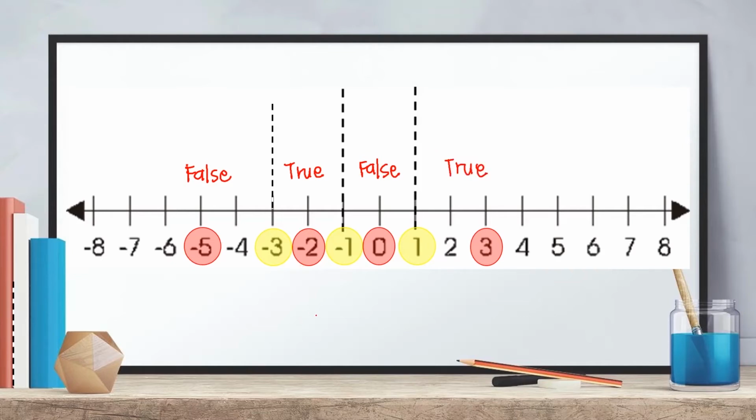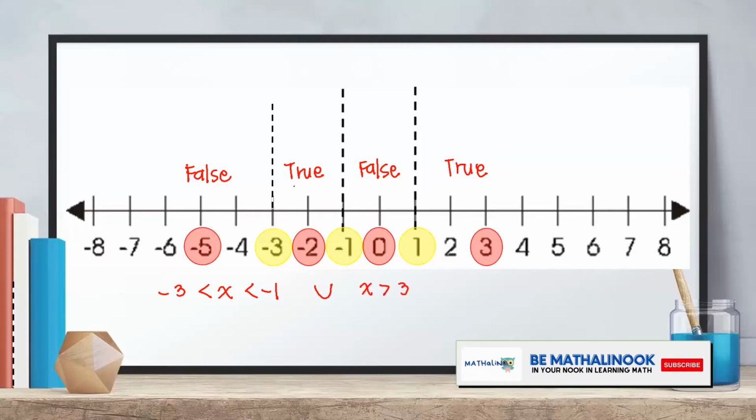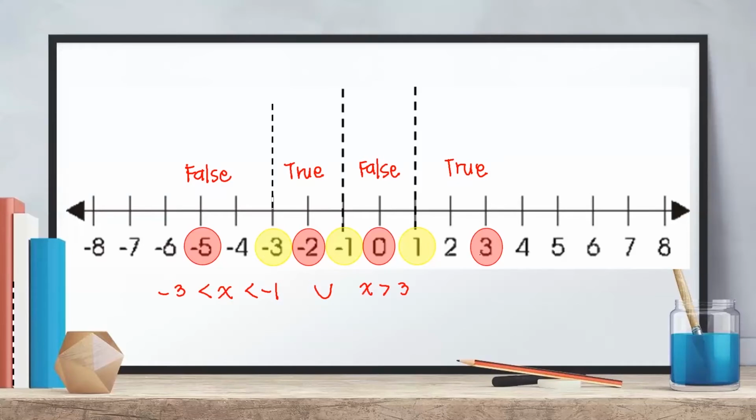Therefore, our solution set for the rational inequality would be x is greater than -3 but less than -1, union with x greater than 3. Remember that this interval are the numbers between -3 and -1, and these numbers are greater than 3. So therefore, this is our final answer.